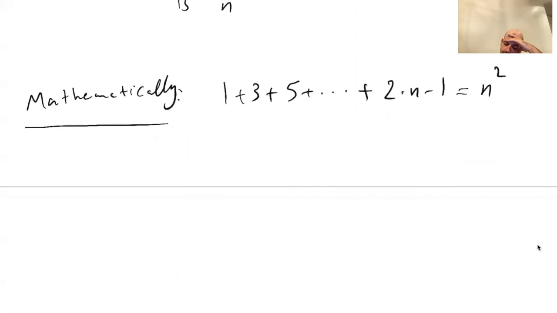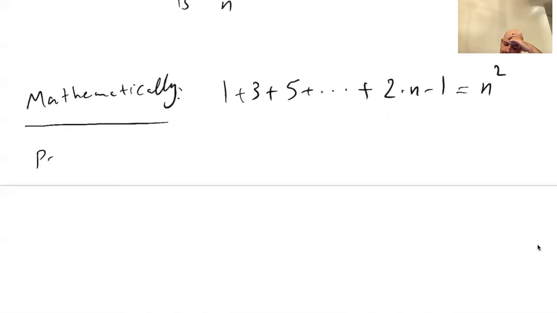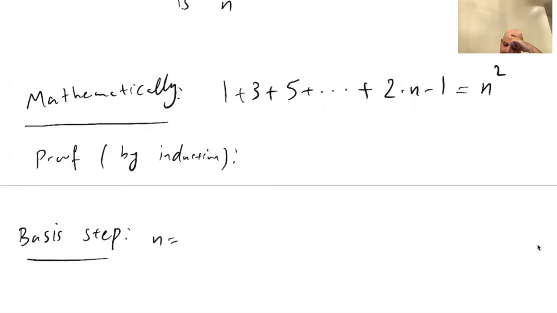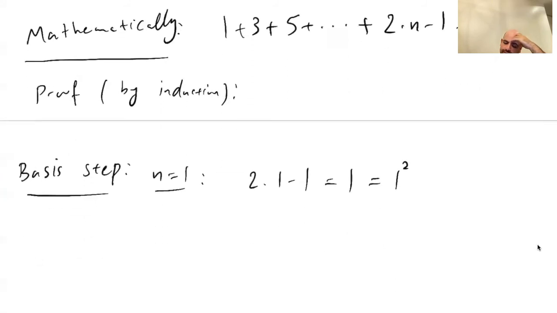So let's prove it by induction. So proof by induction. First we have to look at the basis step. Basis step means just check it simply for n equals 1. Then 2 times 1 minus 1 equals 1, which is the same as 1 squared. So left-hand side and right-hand side, in this case, both will be 1, and therefore they will be equal.